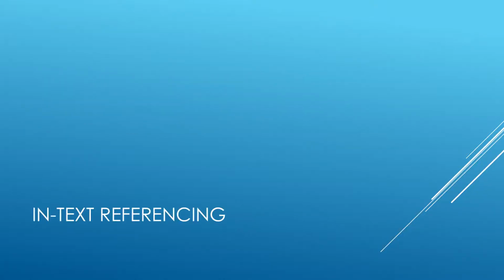Now, within the main text of your assignment, a reference shows the source of your information in the briefest way. Usually this just involves giving the author's name and the year of publication. For example, Montgomery 2014, if we're referring to the first chapter in the module text. So let's take this chapter as an example.